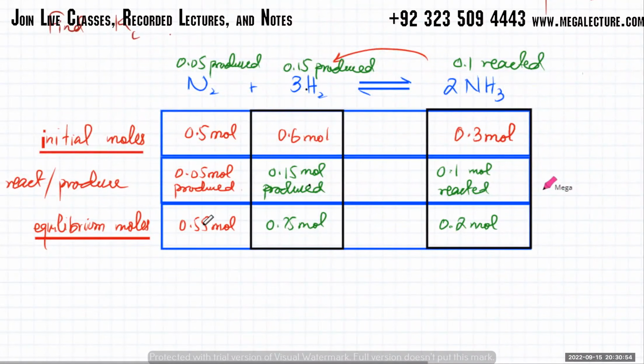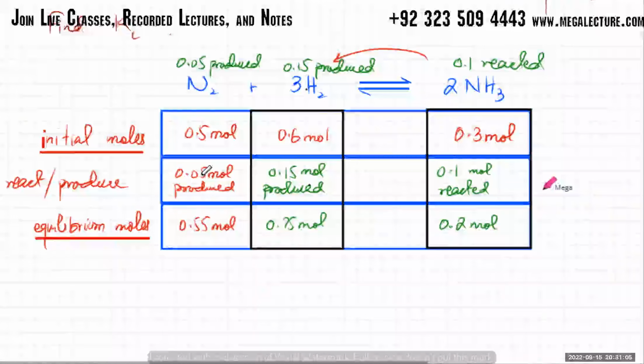Fine. 0.5 had become 0.55, it was increasing. If it had decreased, then I would have said that this is reacting, right? If this had been 0.45, then it would have been the opposite. Then I would have suggested that 0.05 have reacted and the reaction has gone in the forward direction, right?